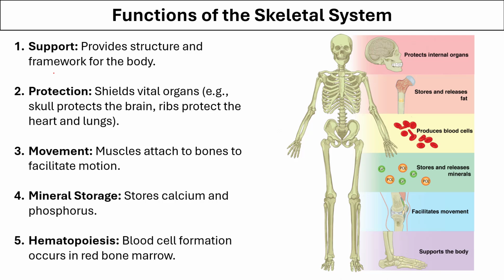The function of the skeletal system is to provide support. It makes the skeleton of the body. It protects internal organs by creating the rib cage and girdles. It helps in moving because it's attached to the skeletal muscles. It stores minerals, which are calcium and phosphorus. Hematopoiesis is the production of blood cells inside the bone from the bone marrow.